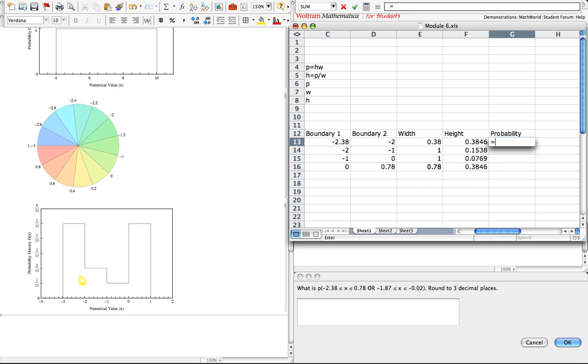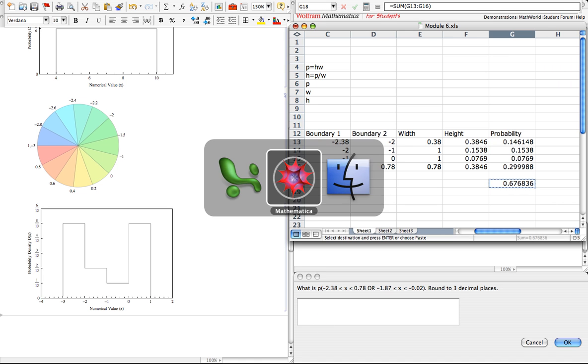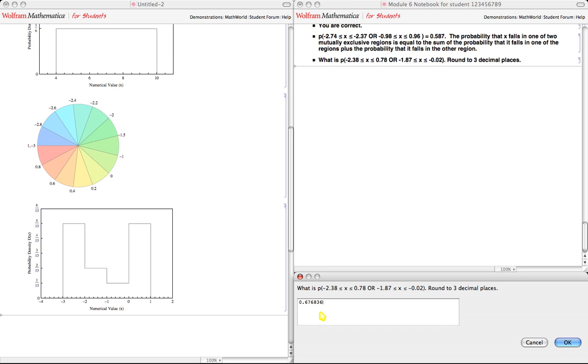Okay. So the probability is height times width. Okay, so these are the probabilities associated with x falling between minus 2.38 all the way to 0.78. So I'm going to add those up and try to paste it into Mathematica. I have to round it up to 3 decimal places.